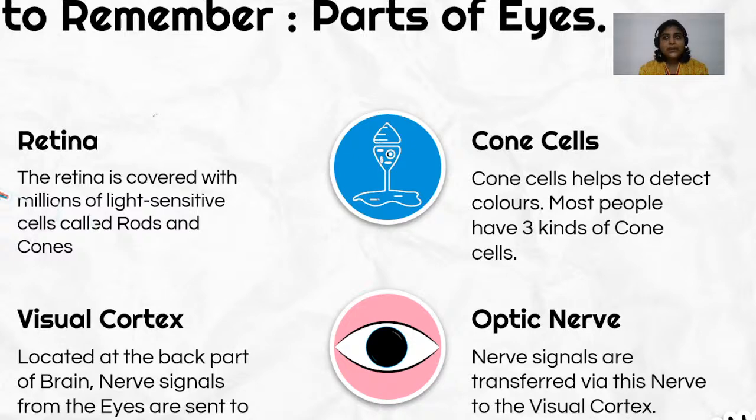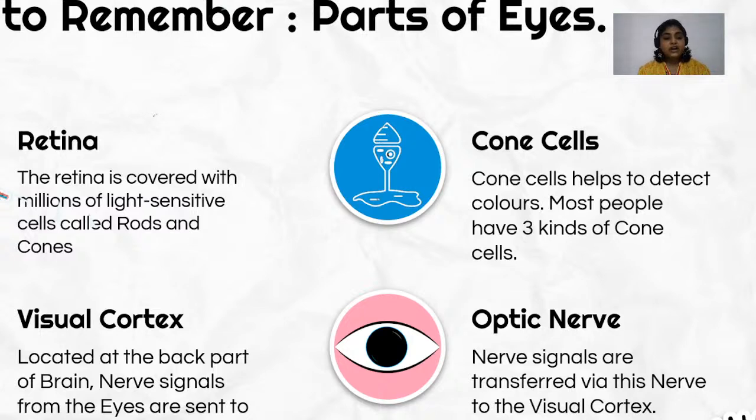In other words, we can call our eyes just like a camera. Coming to the parts of the eye, that is the retina. The retina is covered with millions of light sensitive cells, called rods and cones. Moving to the next part, cone cells help to detect colors. Most people have three kinds of cone cells.